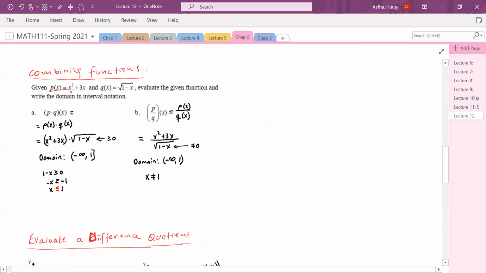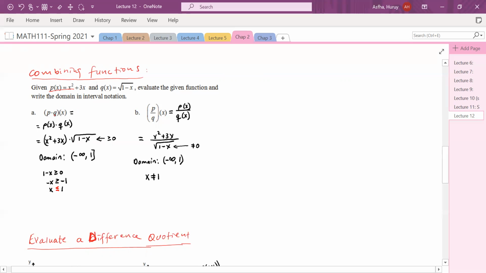P of x equals x squared plus 3x, and q of x equals the square root of 1 minus x. Now we are asked to evaluate these given functions, find the domains, and write the domain in interval notation.